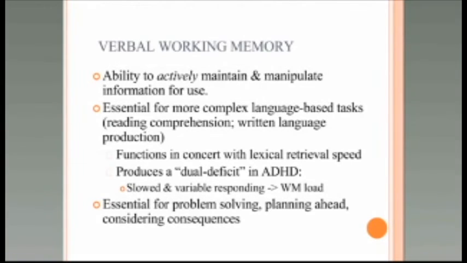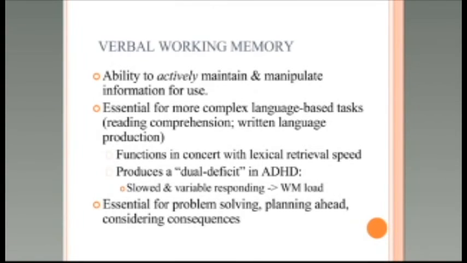Again, verbal working memory is critical for maintaining and manipulating information in use. It's essential for more complex language-based tasks. When you think about reading comprehension, how well you're pulling all the information together and making an inference from it, or assigning motives to characters based upon multiple aspects of behavior. For written language production, being able to come up with ideas, put them in an appropriate sequence, and hold them in mind while you write them all out, type or write.